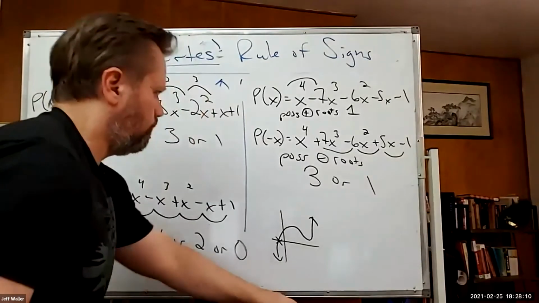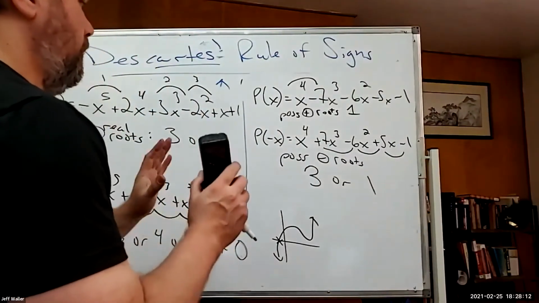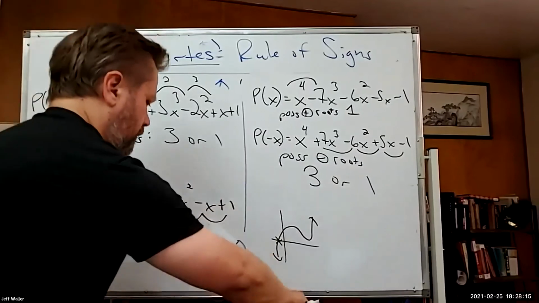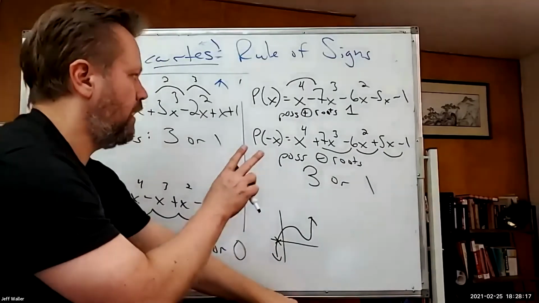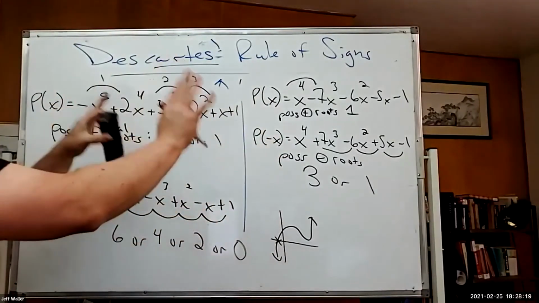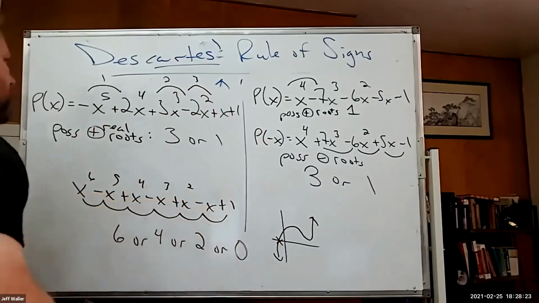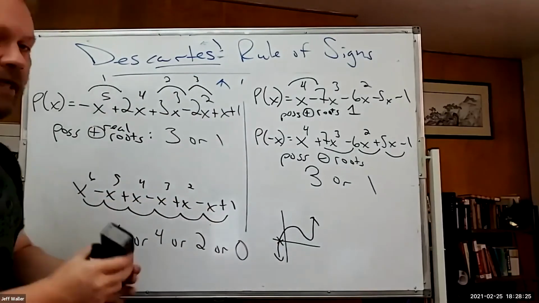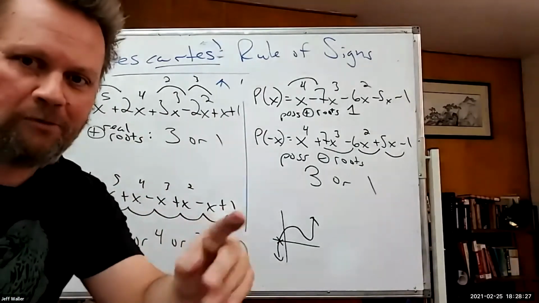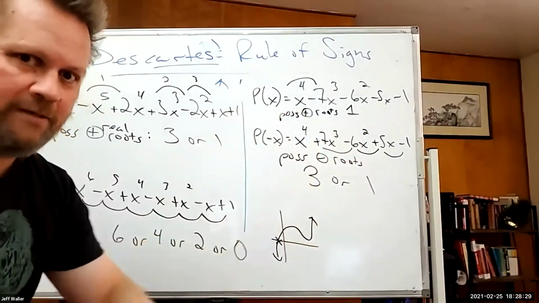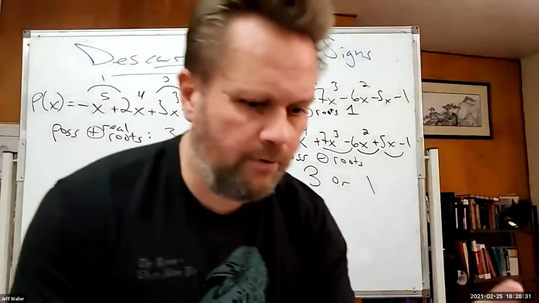Okay. So let's do this. All right. Oh, that's Descartes. Let's talk about upper and lower bounds. And then I think that'll be it for the day. Once we talk about upper and lower bounds, we'll probably stop.